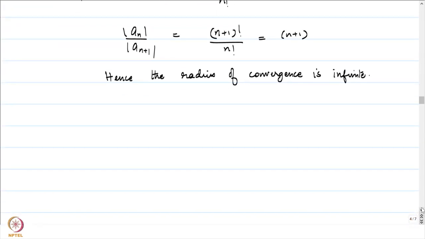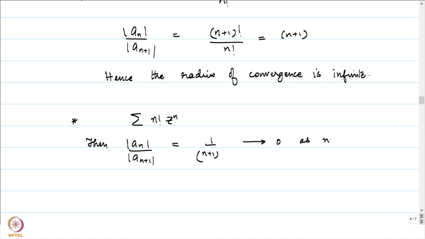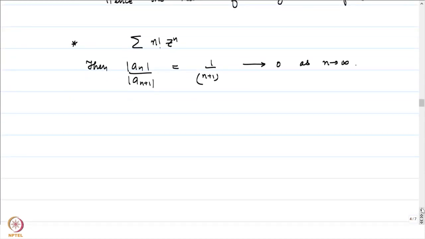What about the power series summation n factorial times z to the power n? So notice that both these examples are power series around the origin. We are now looking at n factorial times z to the power n. Check that mod a n by mod a n plus 1 is just going to be equal to 1 by n plus 1, which converges to 0 as n goes to infinity. And that means that the series does not converge outside the point 0. Hence, the series converges only at the origin.